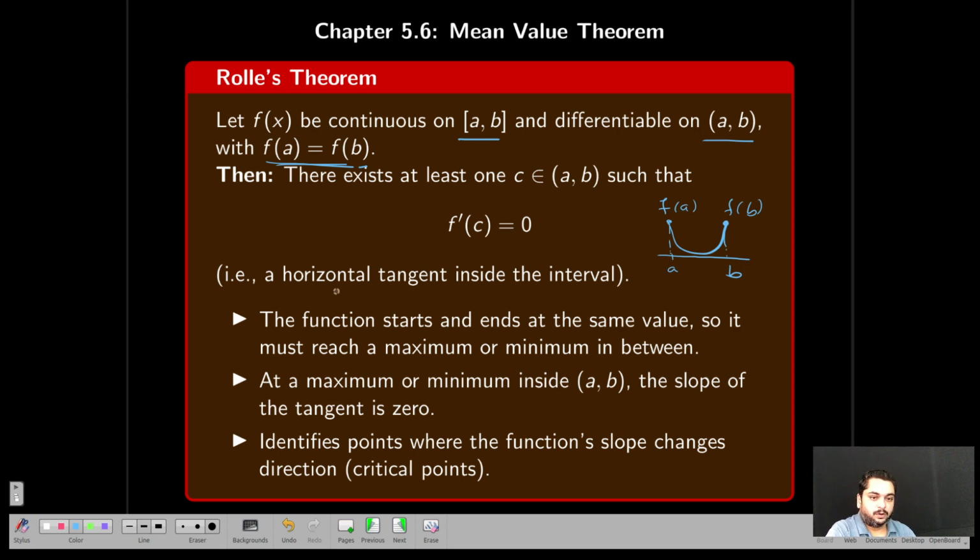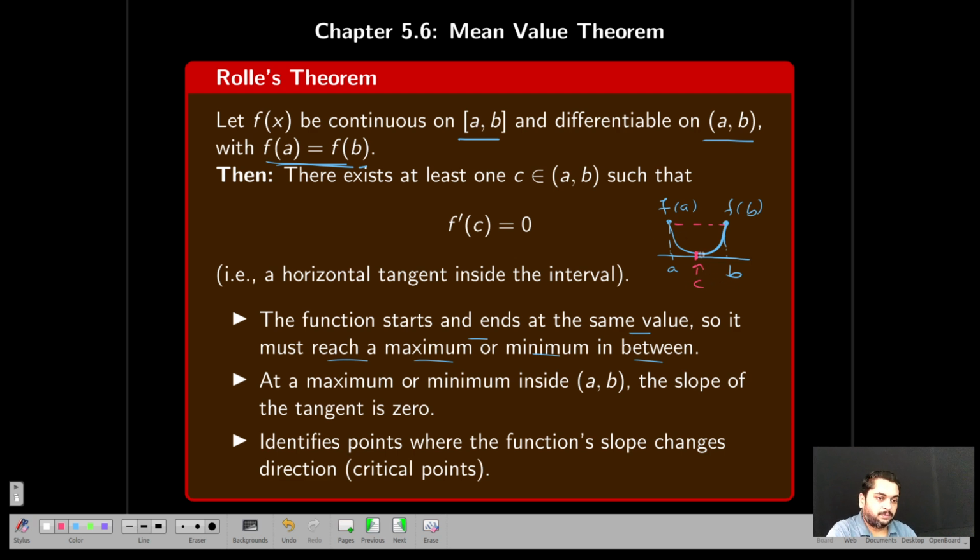Then there is a horizontal tangent line inside the interval, that is, draw this, connect this, that's a horizontal line, or you also call it a secant line. The function starts and ends at the same value, so it must reach a maximum or minimum in between. So if you take this curve, I just draw a secant line or a chord. There will be a point here, let's mark it as C, which will be either a maximum or a minimum.